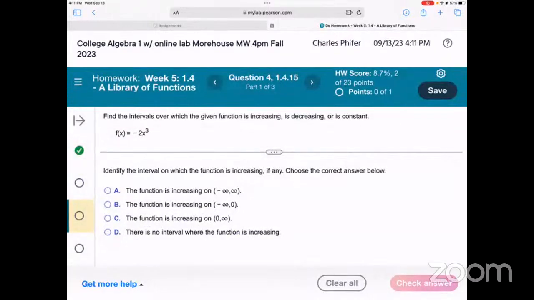Find the intervals over which the given function is increasing, decreasing, or constant. So with something like this, it's a good idea to look at the graph. One way to look at the graph, you can plot points. So choose several values of x, find their corresponding y's, and then plot the points and connect them with a smooth curve. You've seen me do examples using my TI-83 Plus calculator.